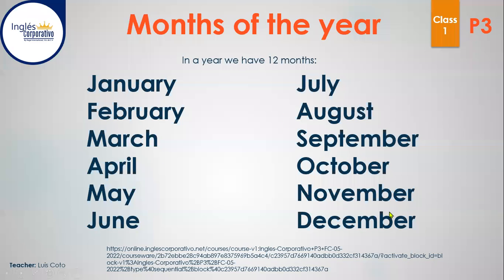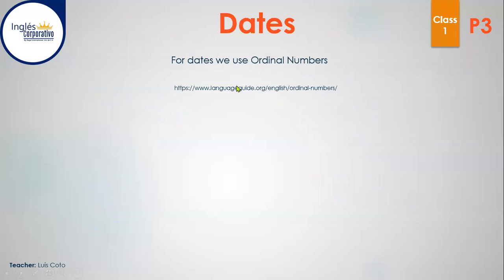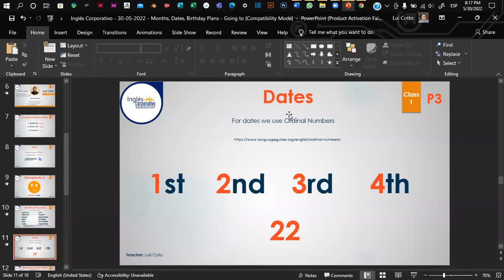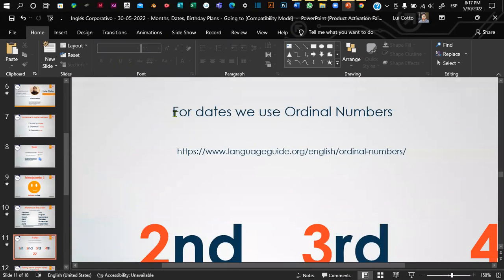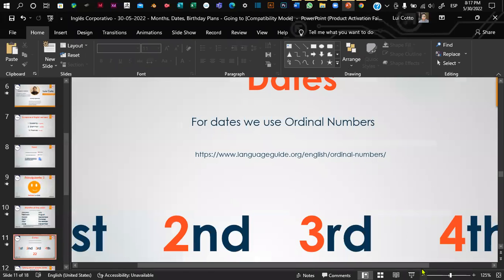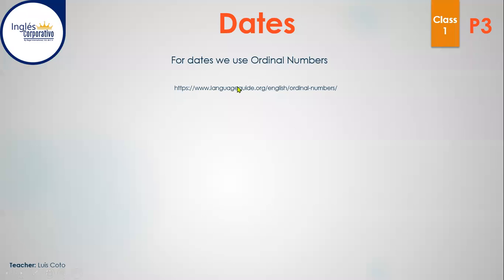In a year, we have 12 months, as you said. Yes, they are 12. Okay, for dates, let's repeat, dates. Can you read it? For dates, for days, we use ordinal numbers. Yes, we use ordinal numbers. We are going to check. What is this number? Ordinal number.